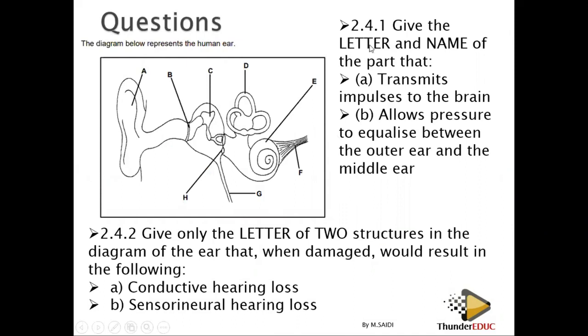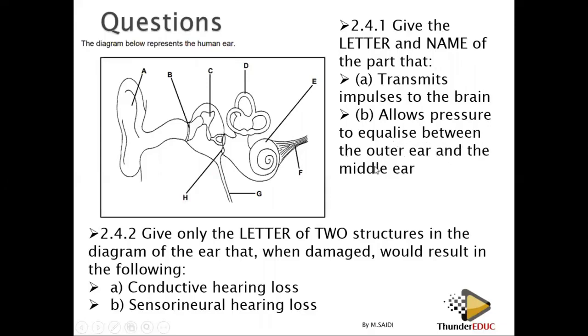Here is a diagram saying give the letter and name of the part. When they say letter, it's the letter given on the diagram, and the name of the part that transmits impulse to the brain. So you have to know the part and the function, which is F, and then you tell us which name that is. It is the auditory nerve.